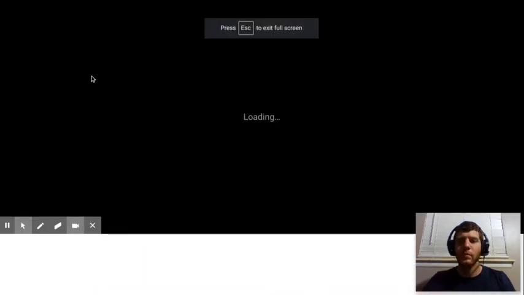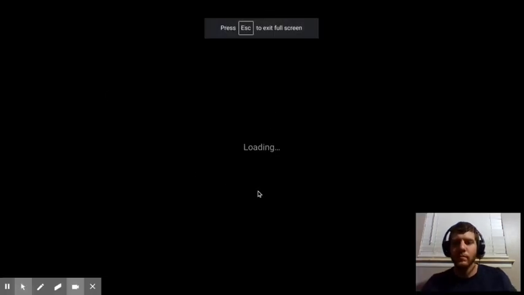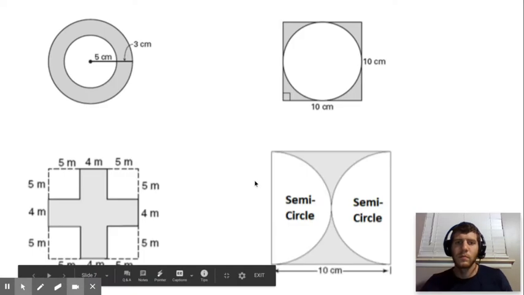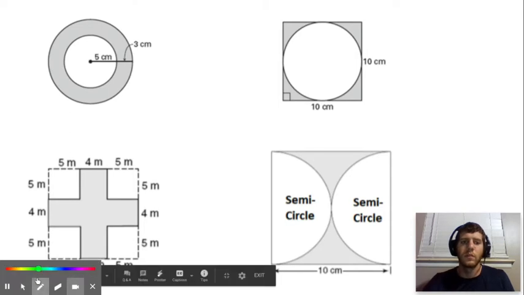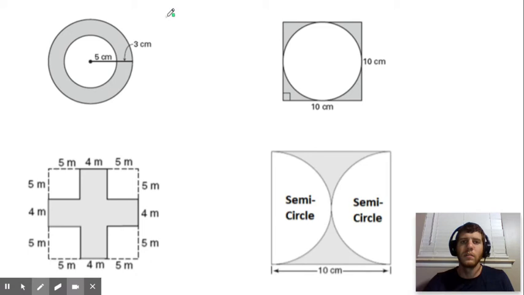Okay, we got a couple more problems we can look at here. Here we have 2 circles. We know the area formula for a circle is pi r squared. Let's look at our big circle first. The radius goes from the center of the circle to the circle itself. We know the radius of the inside circle is 5, and we have an extra 3, so 5 plus 3 is 8.